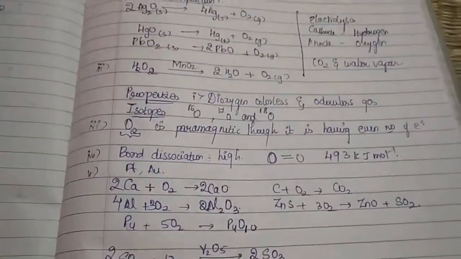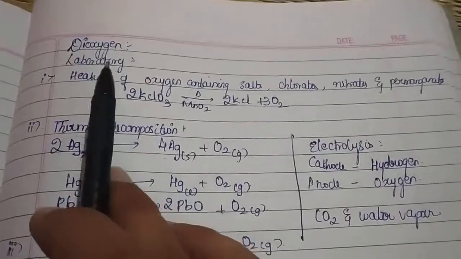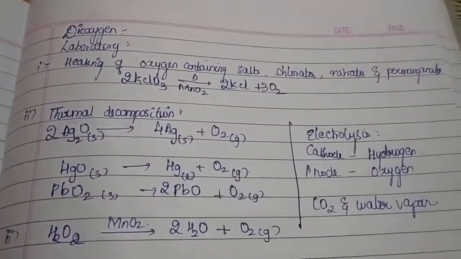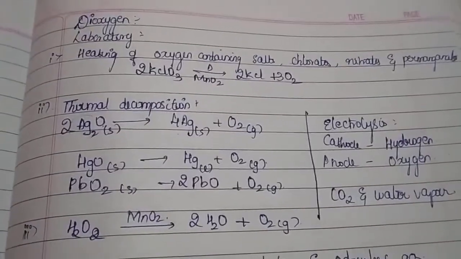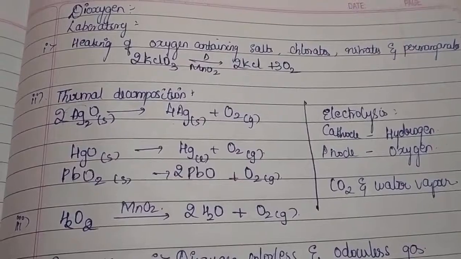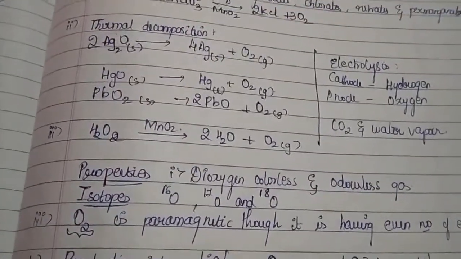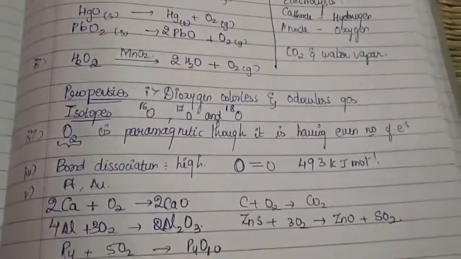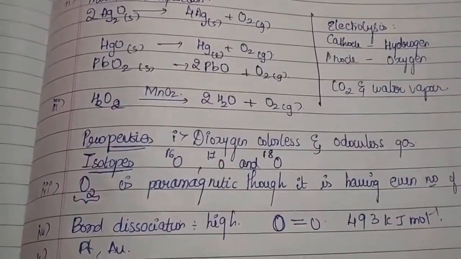So let's have a quick recap. Basically, when we were talking about dioxygen, first of all, we saw the laboratory preparation, where we heat salts like chlorides, nitrates and permanganates. Similarly, through the thermal decomposition of metal oxides, we could easily prepare dioxygen. Similarly, by the decomposition of hydrogen peroxide in the presence of finely divided metals and manganese dioxide, you can easily prepare oxygen.